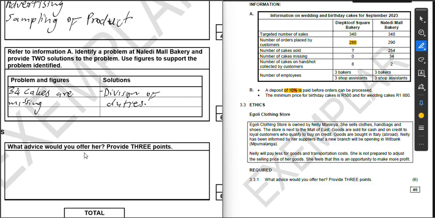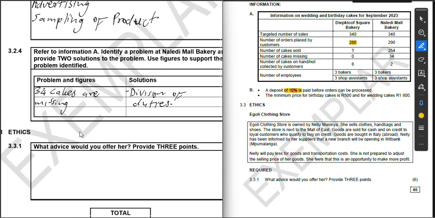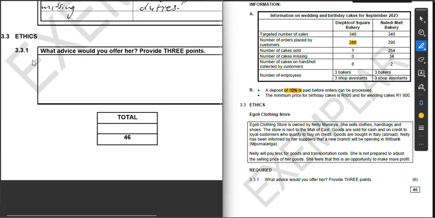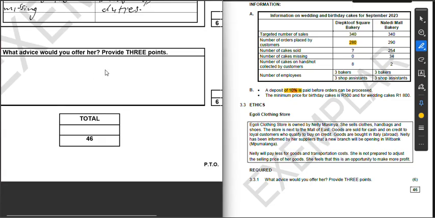So let's come here to the last question, the one that we read and we didn't finish on because we had to go back. Okay, what advice would you offer her? Provide 3 points. What advice would you offer her? 3 points. Okay, now the advice would be 1. Nelly, what she's thinking is very much, I can't really say wrong. We can say it's unethical. It's an unethical conduct, because now she wants to be greedy.